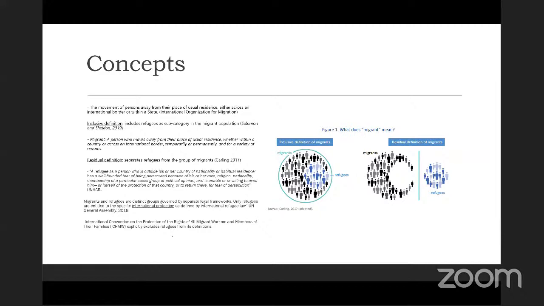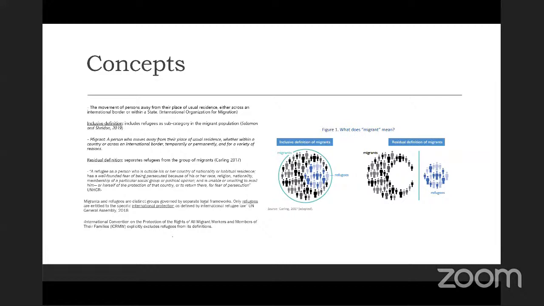You have one type of categorization, if we can call it, that looks at migration as being inclusive. So the definition is very inclusive. It includes refugees as a subcategory in the migrant population, and we will explain a bit more as we go along why that is important in those definitions. In my reading, I found Solomon and Sheldon as different articles that they have written to try to coin around inclusion of refugees or the non-inclusion of refugees in migrant populations and what that means in particular contexts.